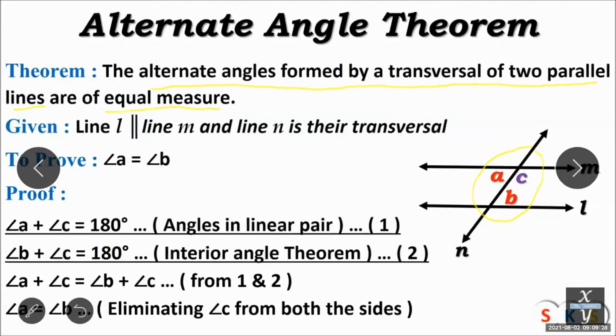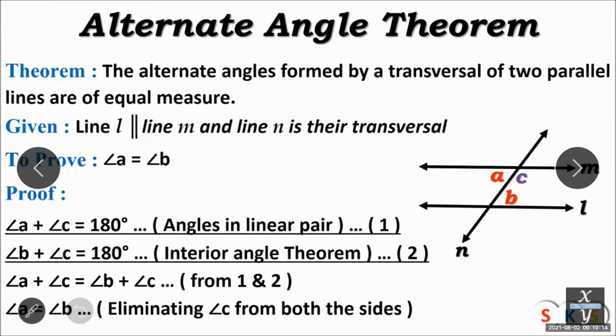Now what is given? Similarly, line L parallel to line M, and line N is their transversal. Now what we have to show here is that alternate angles are of equal measure. To prove it, here angle A equals angle B. You can see angle A and angle B, it is a pair of alternate angles. You can easily see here it is a pair of alternate angles. Okay. Now let's see the proof.